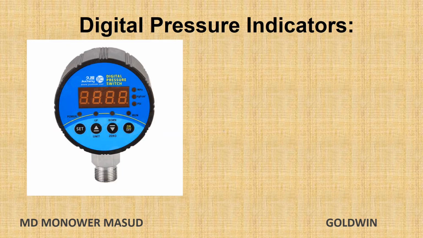Digital pressure indicators. Working principle. Digital pressure indicators utilize electronic pressure sensors, like piezoelectric, capacitive, or strain gauge sensors, to detect pressure changes. The sensor converts the pressure into an electronic signal. This electronic signal is then processed and displayed digitally on an LCD or LED screen. Components. Electronic pressure sensor. Signal conditioning circuitry. Digital display, LCD or LED.